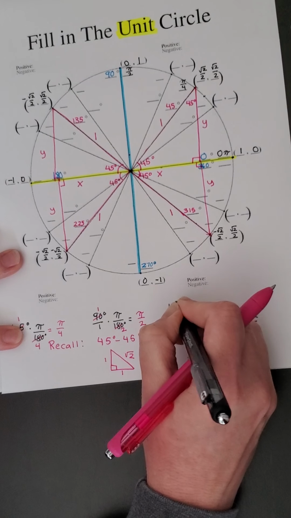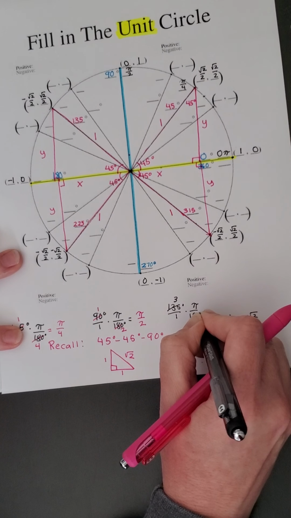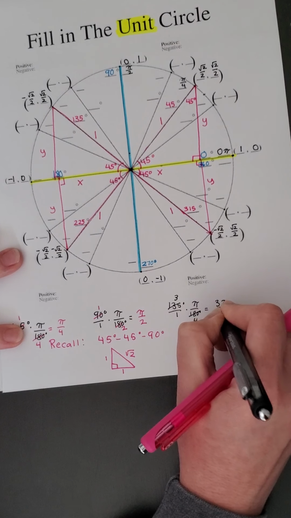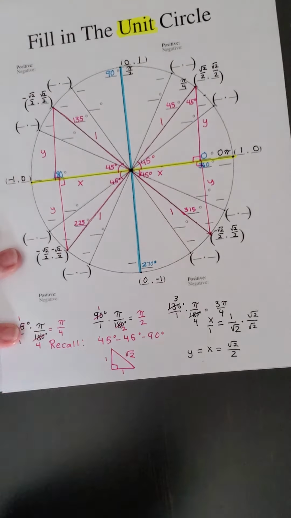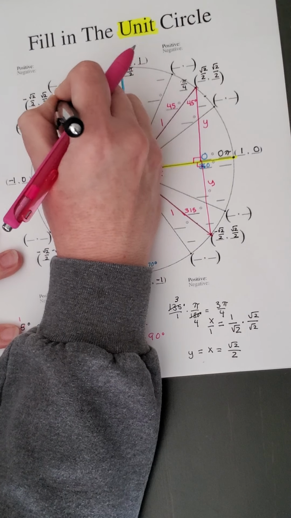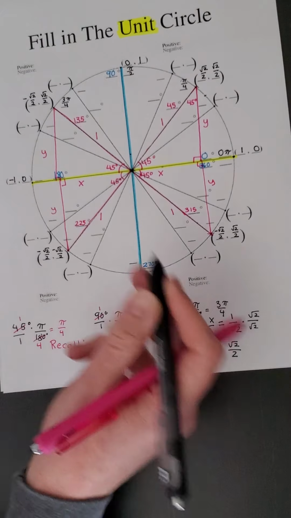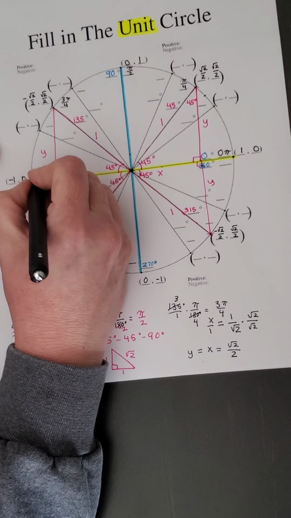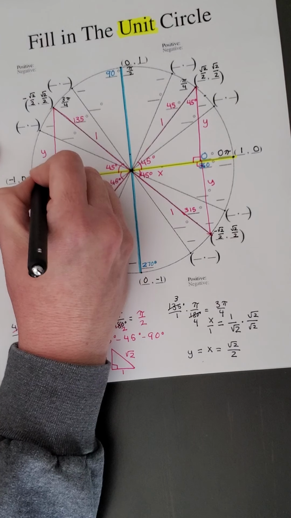45 goes in there 3 times. 45 goes in there 4 times. So that's 3 pi over 4. So this is 3 pi over 4. And then I'll do it again and again and again. And what happens is that this ends up being 2 pi.